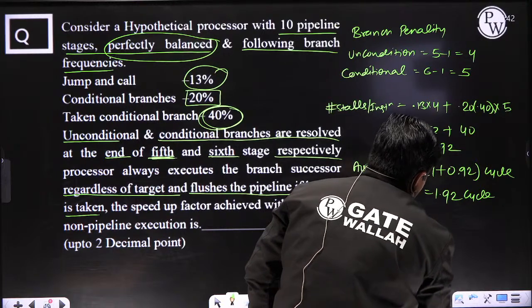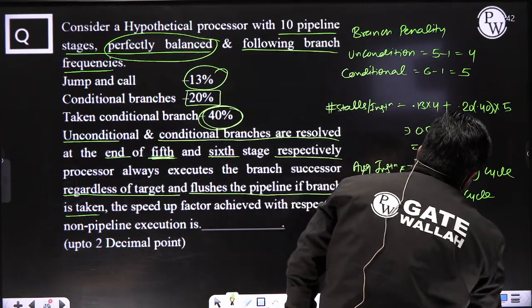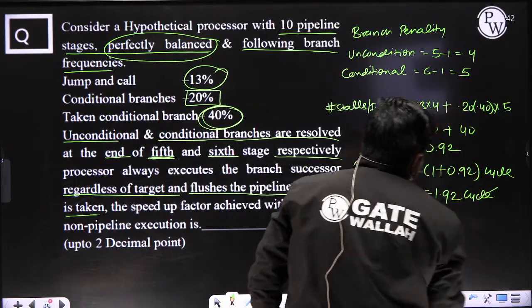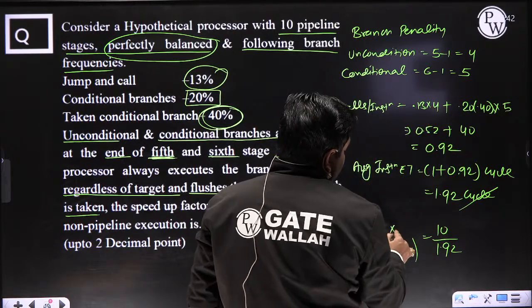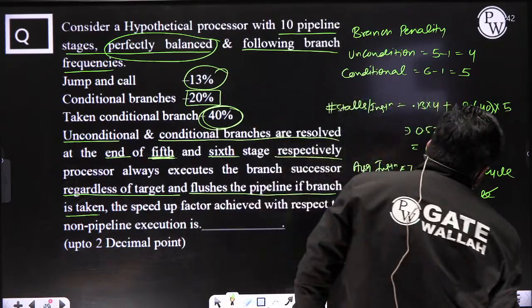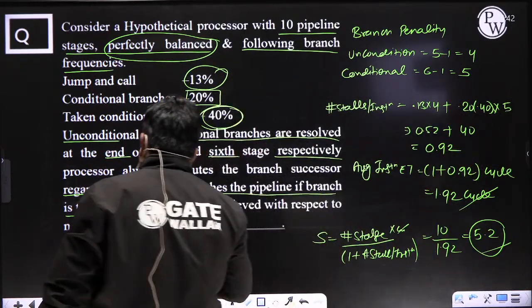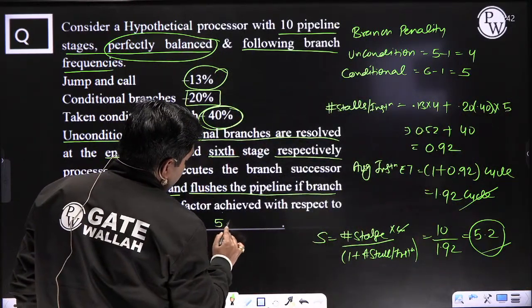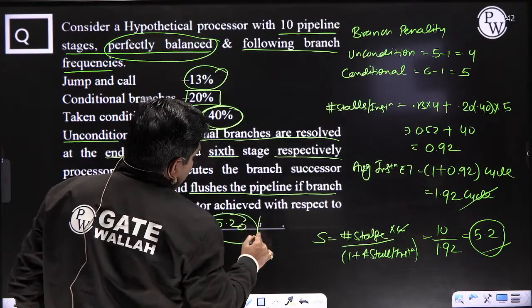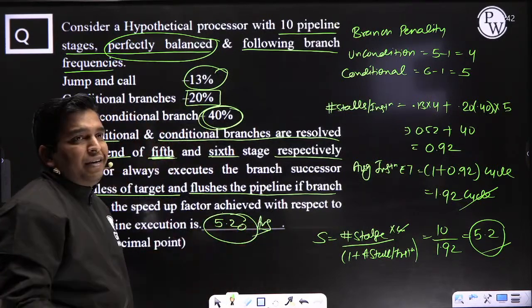Clear? So what we can say: 10 divided by 1.92, because the cycle time will be cancelled out. Then how much are you getting? 5.2 something. So 5.2 is the right answer, my dear.